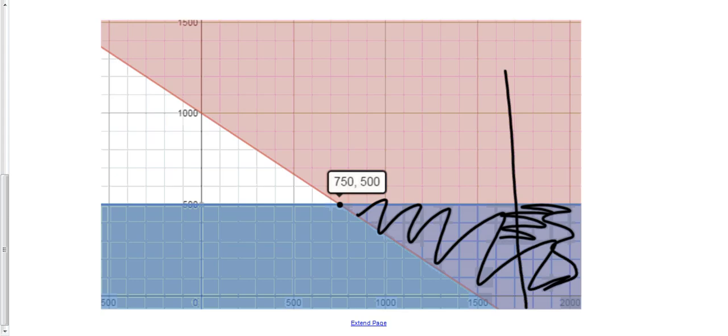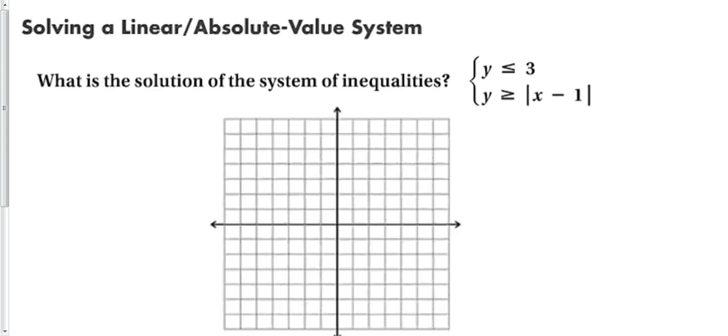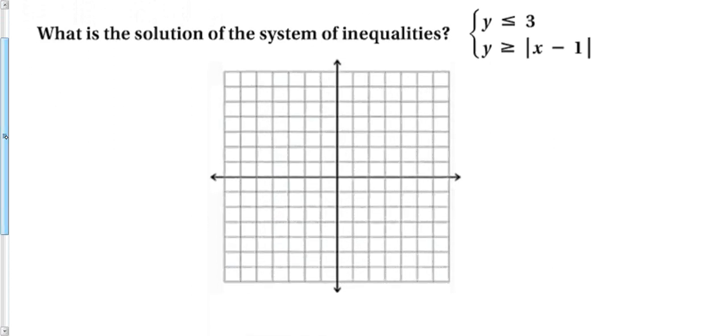Now, not only can we graph regular inequalities, but we can also do this with nonlinear inequalities. So far, we've studied one nonlinear inequality specifically, and that is an absolute value inequality. When we graph this one, we're going to do it the same way. Make sure it's in standard form or slope-intercept form if it's a line, or standard form for an absolute value equation. My first one says that y is less than or equal to 3. That one's nice and easy.